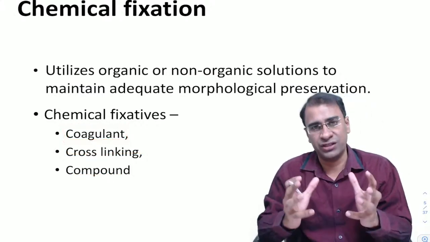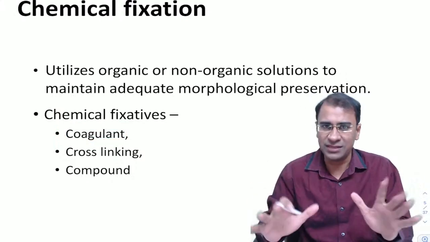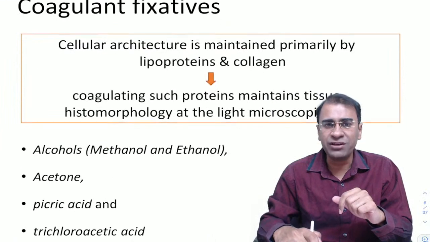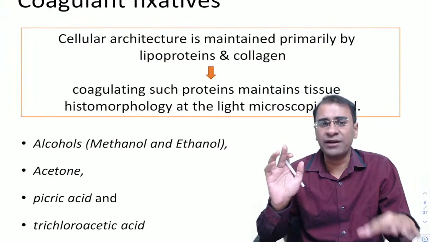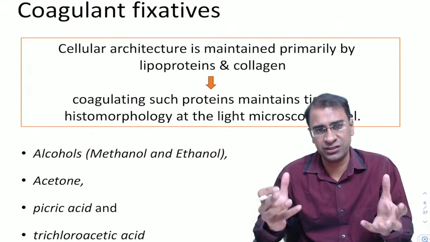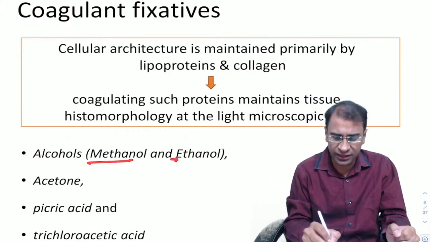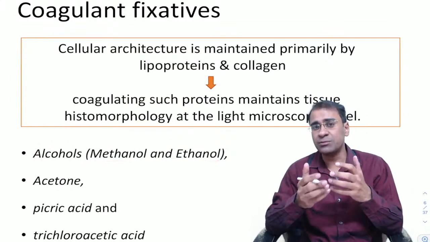What are coagulant fixatives? As the name says, they coagulate the proteins. Simple. Yes, it is very simple. Coagulant fixatives actually coagulate the proteins. Now, we have to understand what the examples of coagulant fixatives are. So, they are alcohols. You might all be remembering alcohols like methanol and ethanol, right? Methanol, yes, methanol is a fixative.